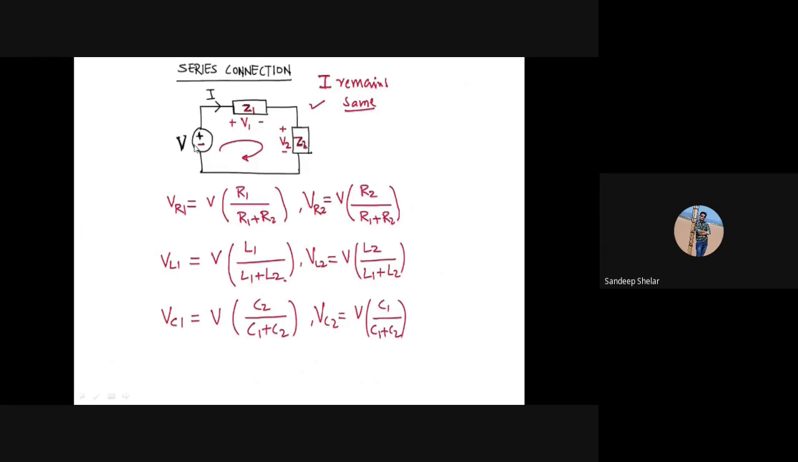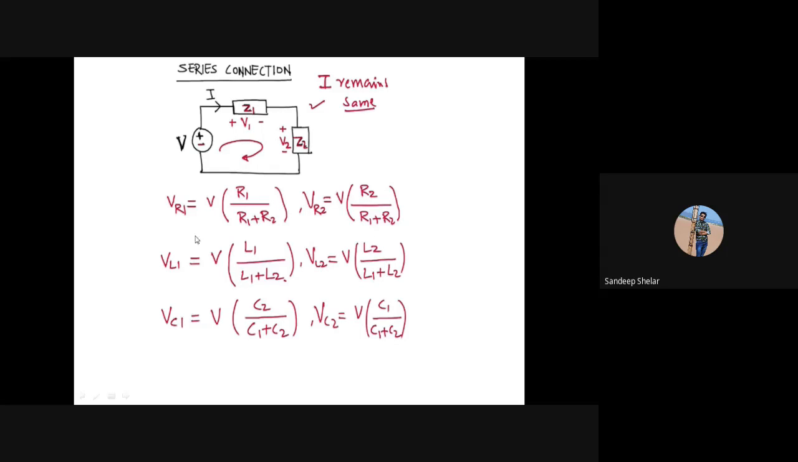Okay, then a similar diagram, in which consider Z1 is equal to R1 and Z2 is equal to R2. Then find out the voltage VR1 across this resistance R1. VR1 is equal to V into bracket R1 upon R1 plus R2. Then we have considered Z2 is equal to R2. Then voltage VR2 is equal to V into R2 upon R1 plus R2.